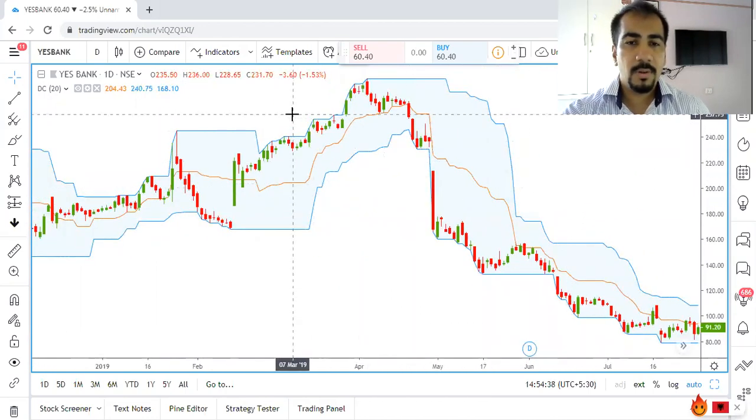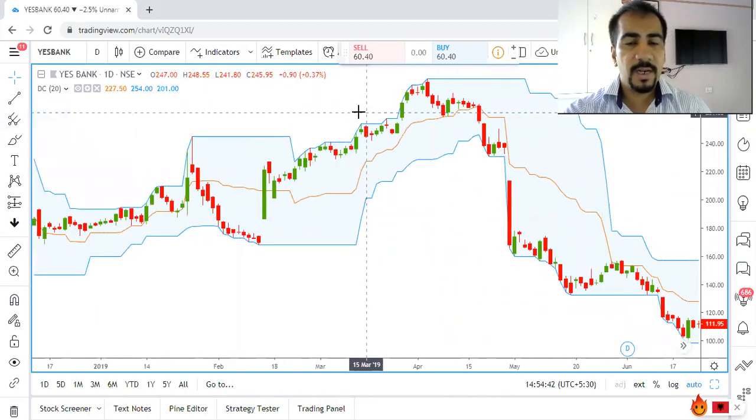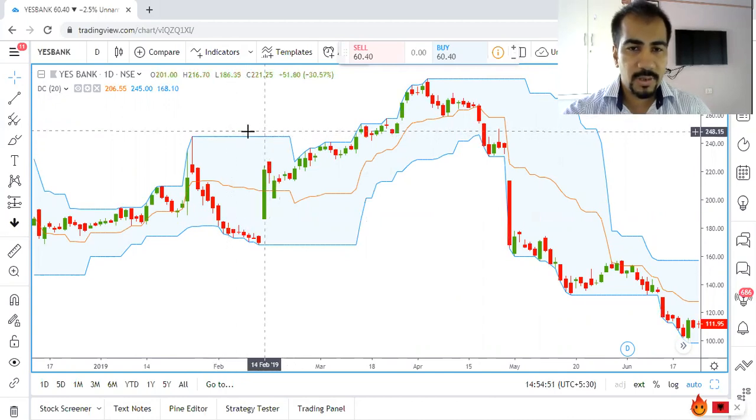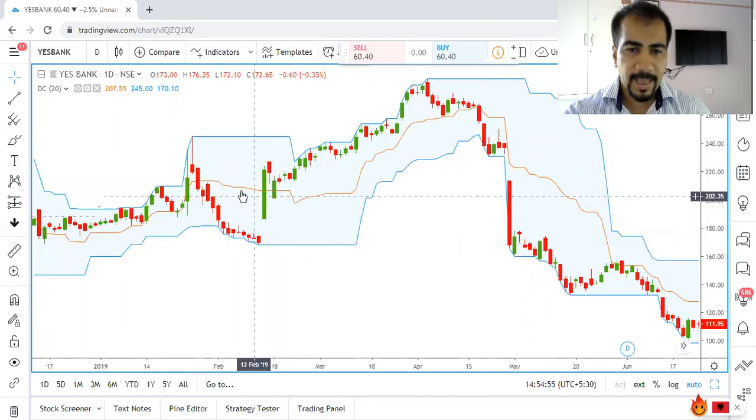Now, how to use this indicator? Before I get into that depth, first we will understand how this indicator was made. Basically, this indicator is a very simple one. You can see these two lines over here, right? You can see this upper line and this lower line, and we have a line in between.